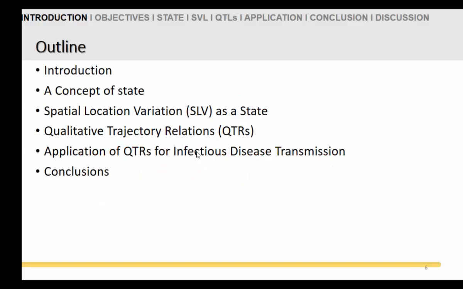So here is the outline that I will cover today. The introduction, followed by the concept of state and spatial location variation, SLV, as a state, and qualitative trajectory relation, QTRS, and application of QTRS for infectious disease transmission, and conclusion.